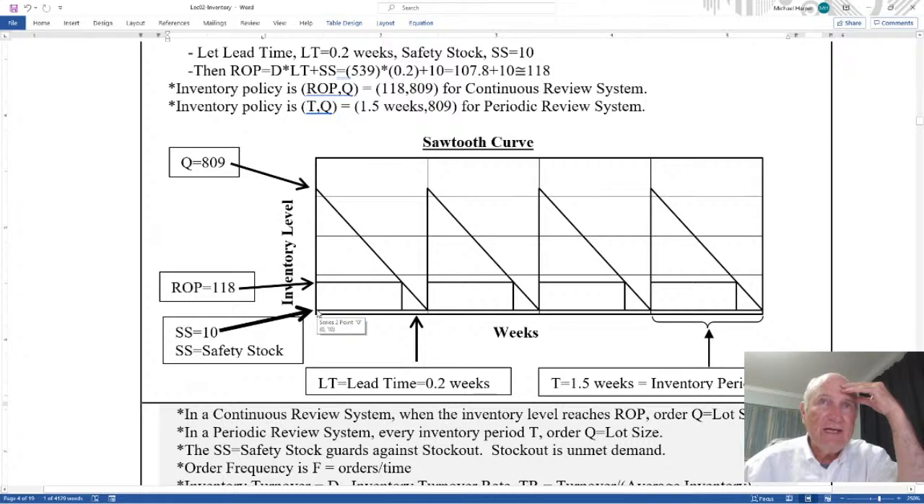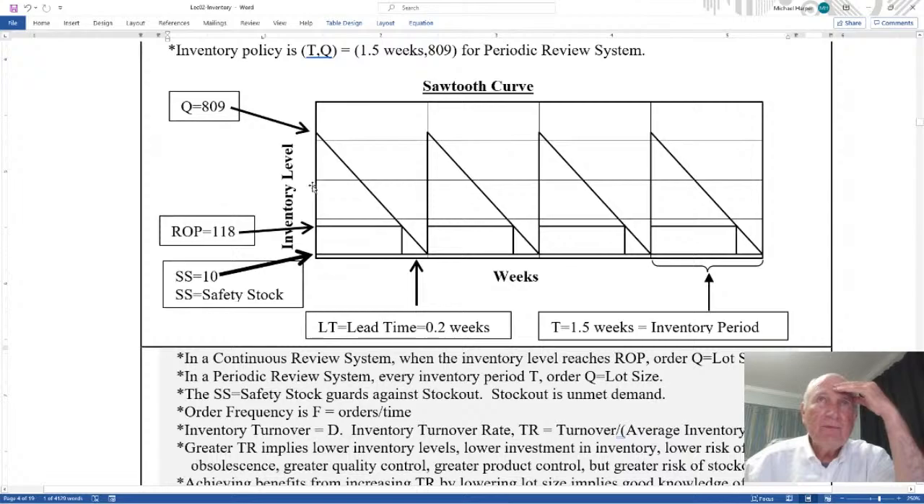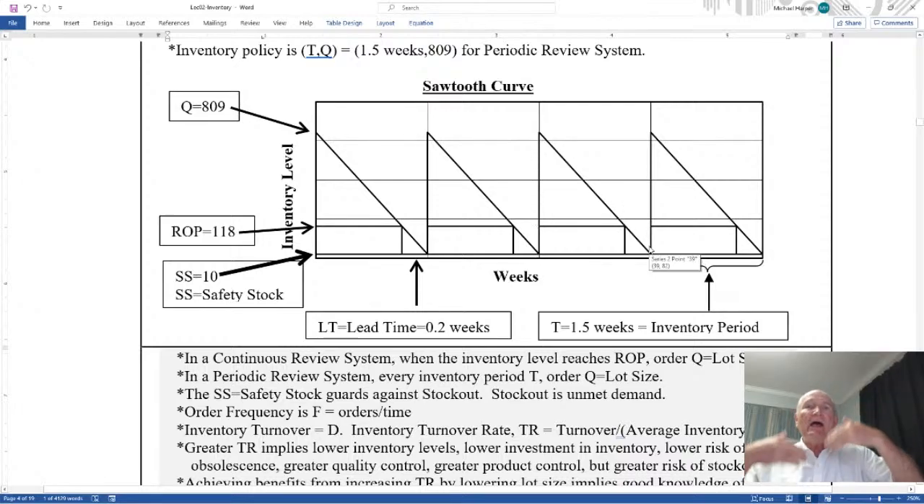So my safety stock of 10, up to there, that interval right there is 809. Now this level here is 809 plus my safety stock at 10. So it's from 0 up to that point, it's going to be 819. But my lot size is 809, so from 10 up to here is 809. Now, since 809 comes in and 809 goes out, 809 comes in, 809 goes out, 809 is going to be my inventory turnover. I'm turning it over. That's the definition of turnover.